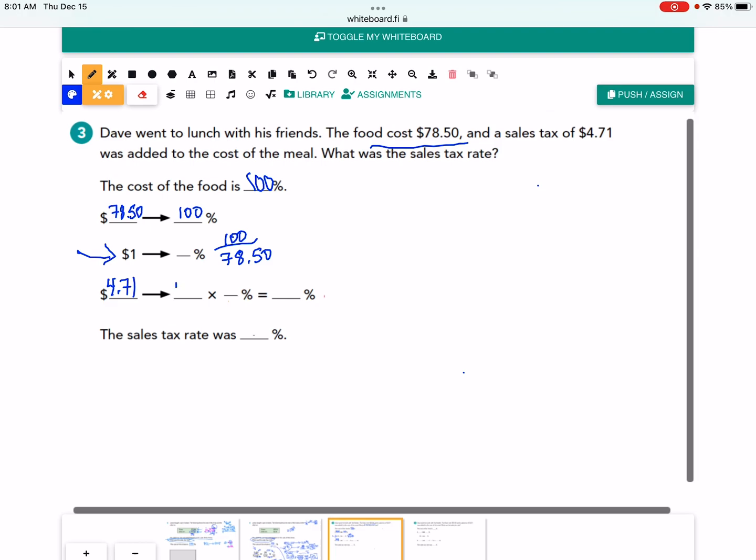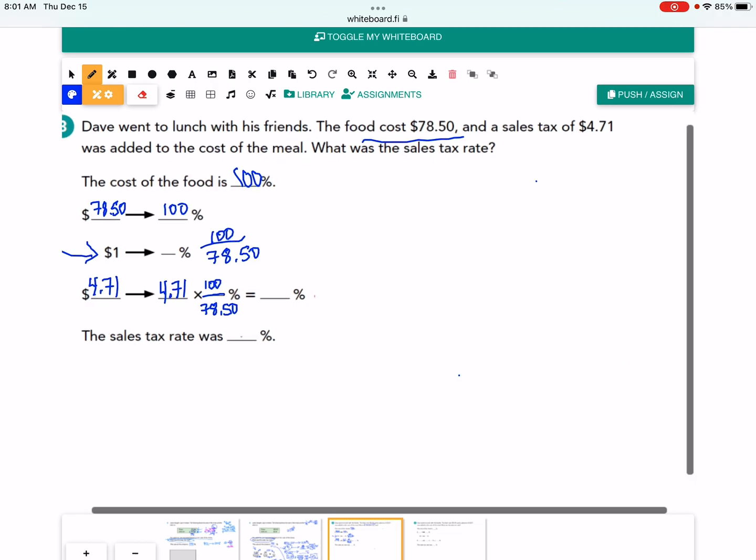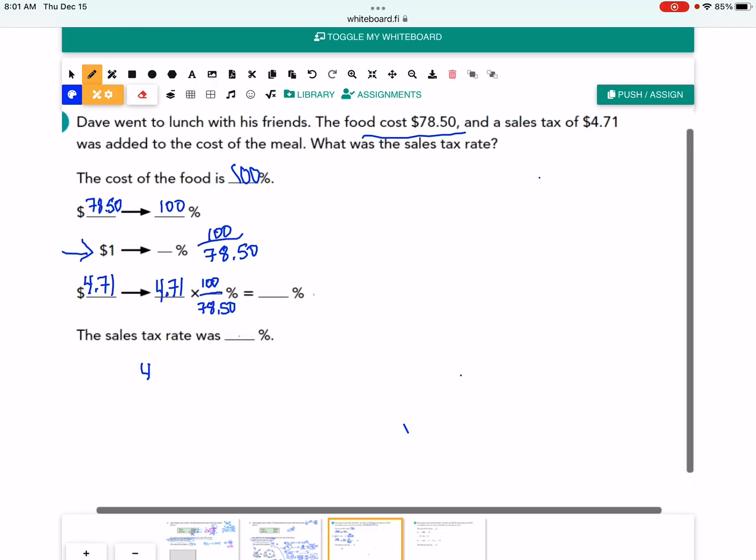In order to find out how many percents $4.71 is, we're going to take 471 and multiply it by 100 over 78.50. And that's going to look something like this. Let me write it down below. 471 over, oh, I'm sorry. I did that wrong.